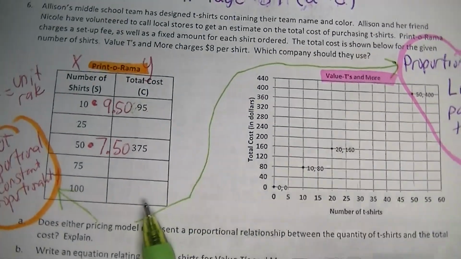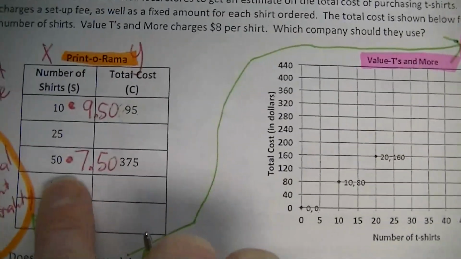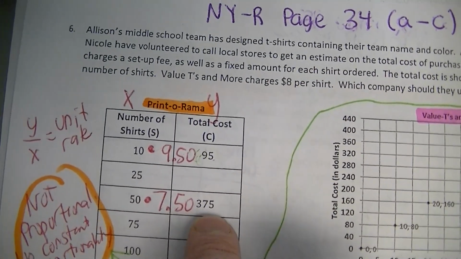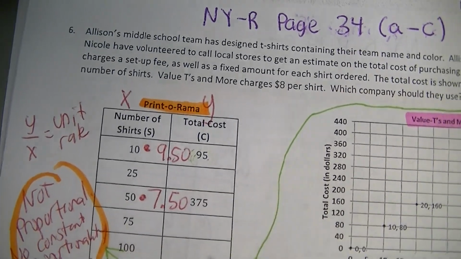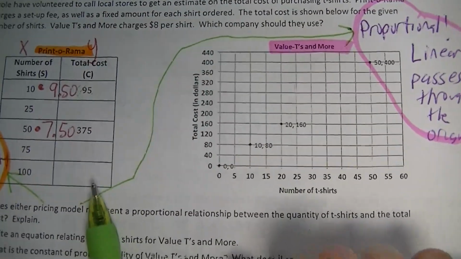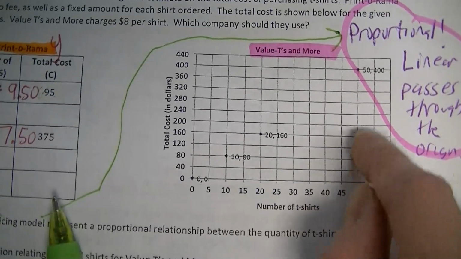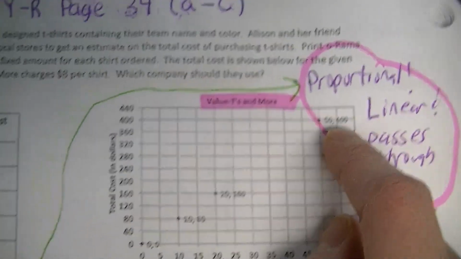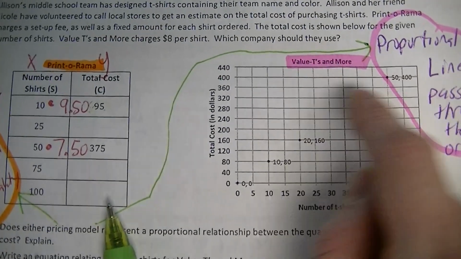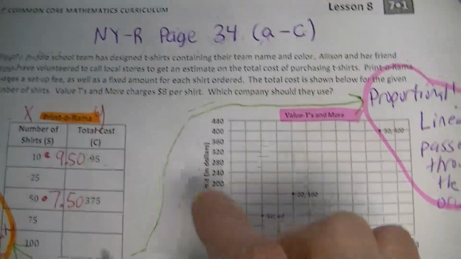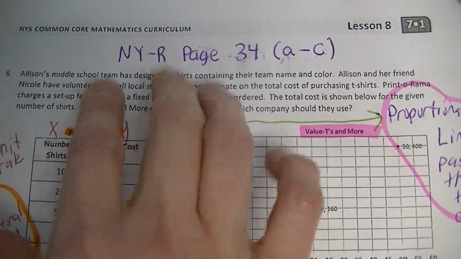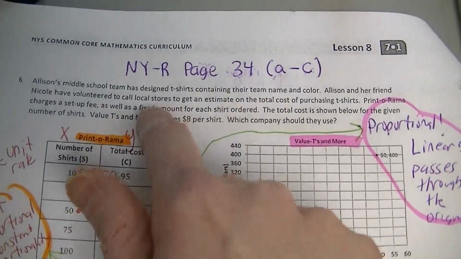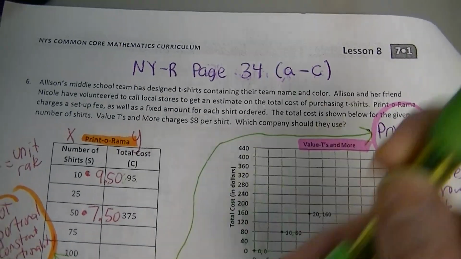Let's see, what if you wanted 50 shirts? If I wanted 50 shirts for this company at Print-O-Rama, it would cost $375. Checking out this other company, let's see how much it costs. $400. So if I needed 50 shirts, which company would you go with? Definitely this one. And it doesn't exactly say how many shirts Allison needs, so I don't really think there's enough information given in this context to really answer this question.